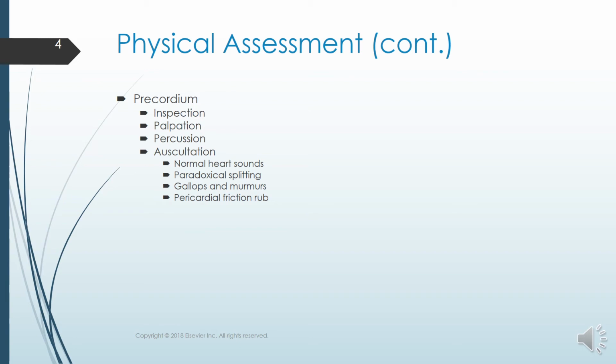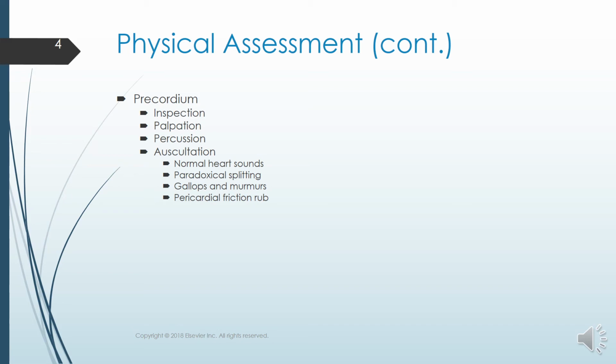You're going to listen first in all of these areas with the diaphragm, your regular side of the stethoscope, and then you're going to repeat the steps with the bell of your stethoscope, because with these two sides of the stethoscope, you can hear different tones, okay? Some are high-pitched, some are low-pitched, and you can hear different tones with the different sides, so you need to assess with both.